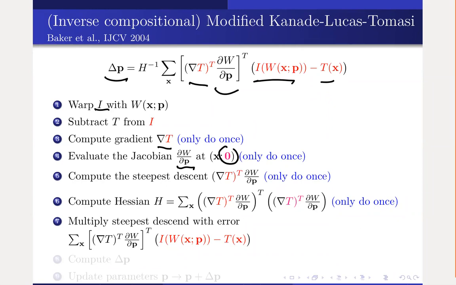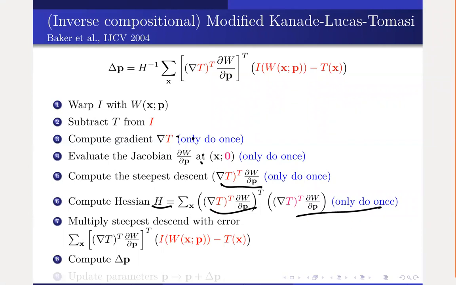At the parameter P equal to 0, it's only computed once. So this is only computed once, and this is also only computed once. And then this only depends on this weight, so again, it's only computed once.